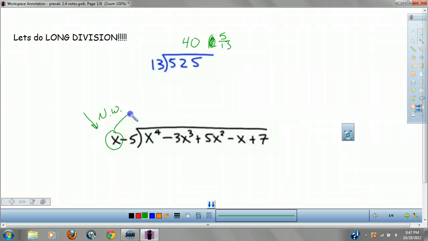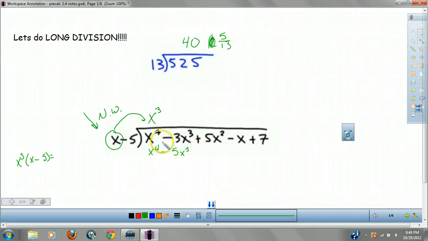The first thing we got to ask ourselves, as we go right down the line, how many times does x go into x to the fourth? Well, what times x equals x to the fourth? Well, x to the third does. So on the side note, what's x to the third times x minus 5? Well, we get x to the fourth minus 5x to the third, right?